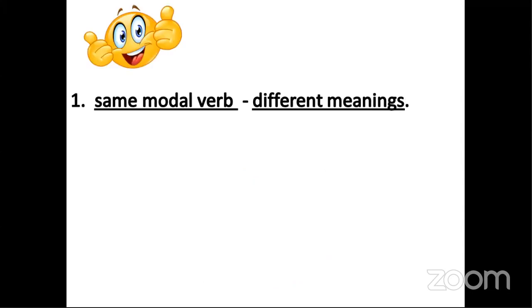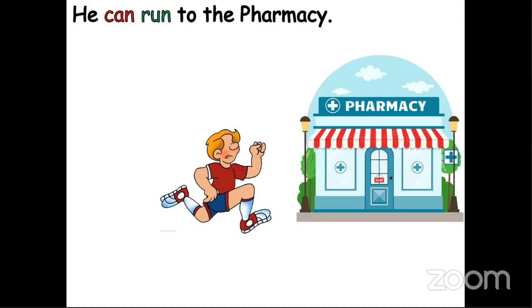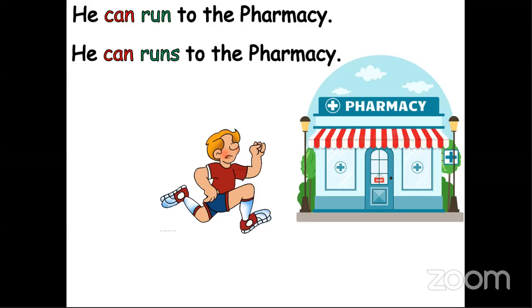Okay. Now let us look at the next example. Here is a pharmacy and here is a sentence. He can run to the pharmacy. Here, can is the modal verb, and which is the main verb used over here? Run. So, can is working with the main verb run to show what? To show the ability or capability that this boy has. What is his ability or capability? He is able to run. But can we say he can runs to the pharmacy? No, we can never say that.